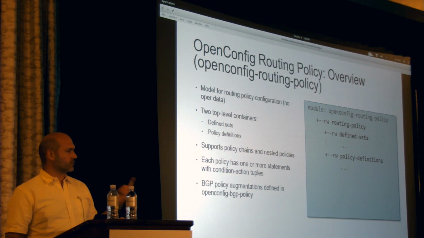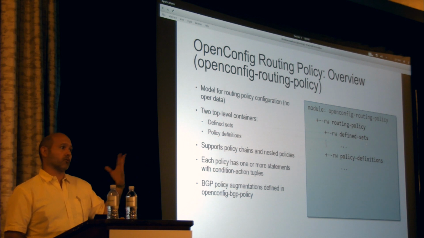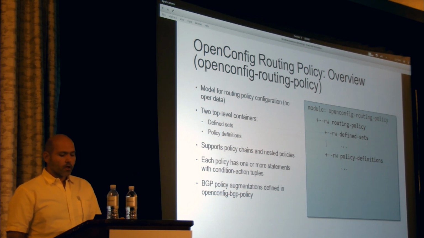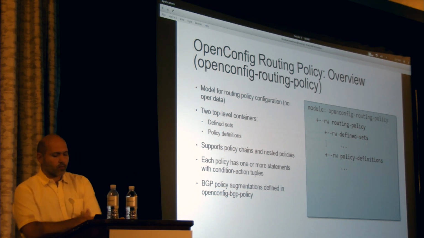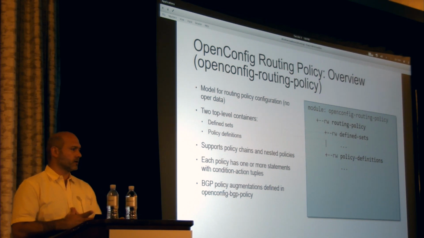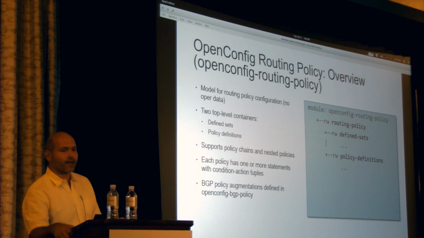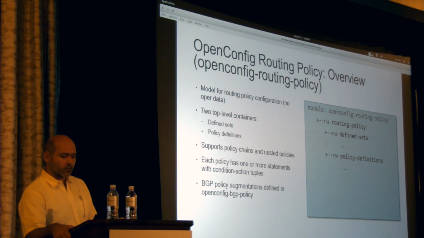For BGP, again, 3 main components: global, peer groups, and neighbors. Each of them has a list, with the exception of global. Global is just the global BGP configuration and state, I should say. All right, so let's take a look at the routing policy. Routing policy is defined in a different model called OpenConfig routing policy. The root is routing policy and has 2 main containers. One of them defines sets, and the second one is policy definition.